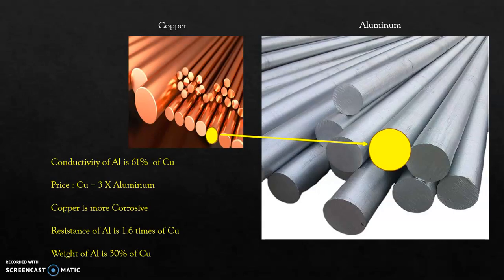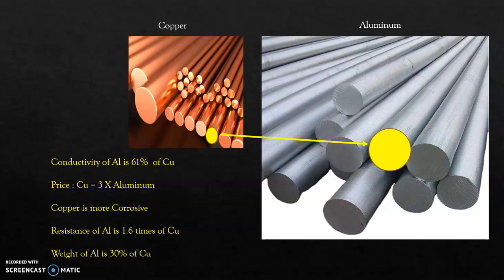One is copper and the other one is aluminum. So now we will discuss the differences between copper and aluminum. For this comparison, we consider that there is an aluminum conductor and a copper conductor which are of the same size. As you can see here, the conductivity of aluminum is 61% that of copper.